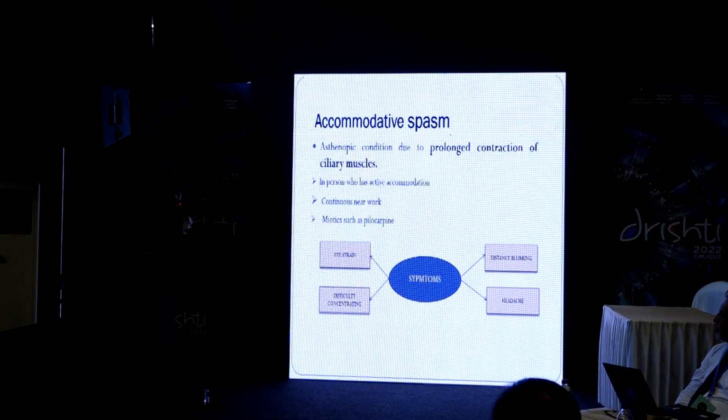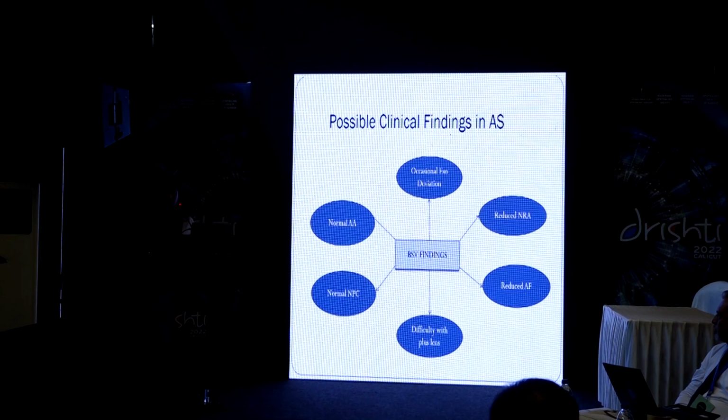Here the patient's first complaint will be blurring at distance, and also associated headaches, eye strain, and difficulty concentrating. Here we can see the possible findings: there is a chance of occasional esotropia or esophoria in some patients, so it is better to advise an orthoptic evaluation. If we do the orthoptic evaluation, we can find a reduced accommodative facility, with difficulty in clearing the plus lens, and a reduced negative relative accommodation is very important, along with difficulty with the plus lenses. NPC and NPA values will be normal in these cases.